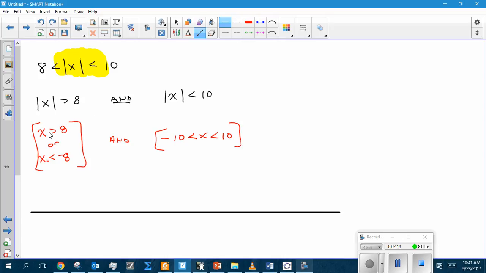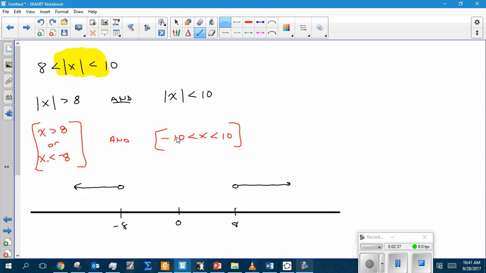I'm going to graph this one, x is greater than 8, or x is less than negative 8. So if 0 is here, let's put negative 8 there, let's put 8 there. If I were to graph those, x being greater than 8 would be those quantities. Less than negative 8 would be those quantities.